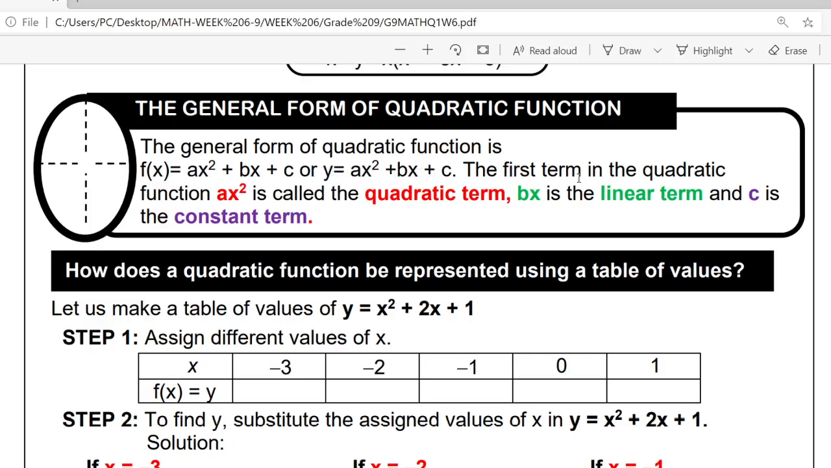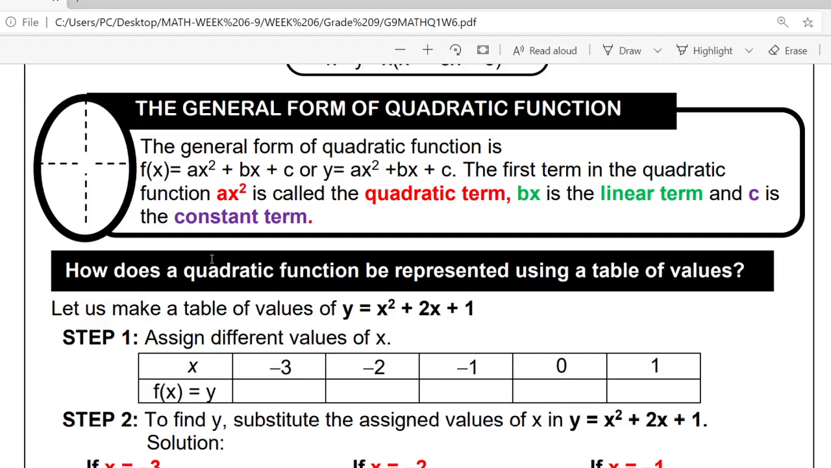Then the first term in the quadratic function, ax squared, is called the quadratic term. Bx, or the second term, is called the linear term. And c, this one here, is called the constant term. Again, the ax squared here is called the quadratic term. The bx is called the linear term. And your c is called the constant term.